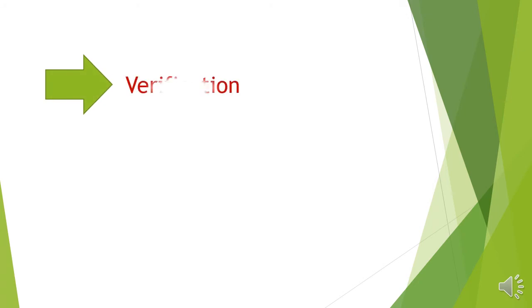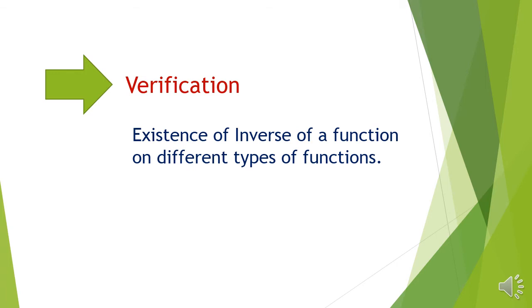Now we are going to verify the existence of the inverse of a function on different types of function. There are 5 types of function. Does inverse exist on all types of function, or are there only a few functions on which inverse exists? We have to verify. We will check it, and we will derive one important conclusion which will be very helpful for you. Now the first function we are going to check is onto function. Does the inverse of onto function exist?